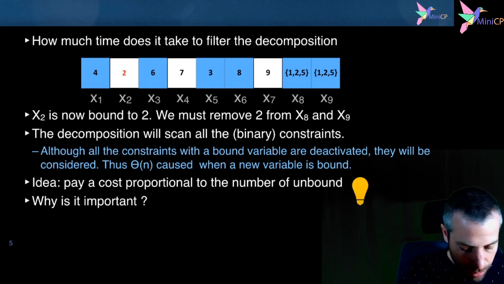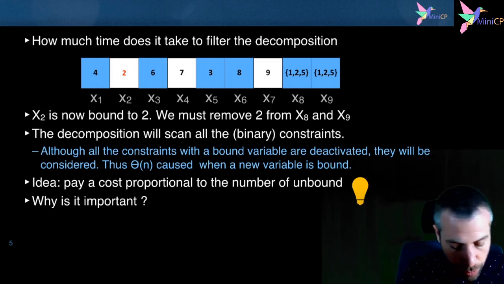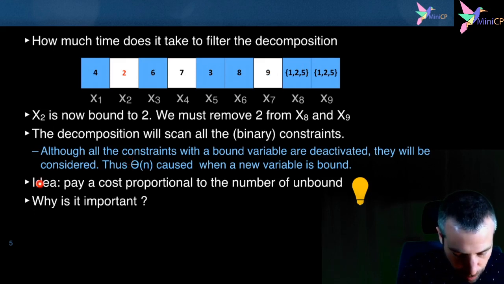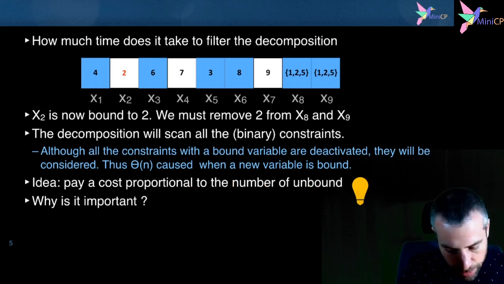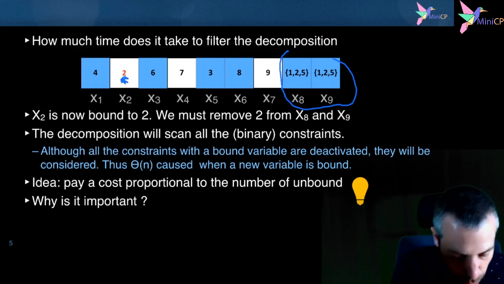To filter a new event such as one variable becomes bound, for the forward checking filtering, we would need to scan all the other variables. So it means that we would take theta of n just because one single variable is bound. Okay, so we will pay a cost that is proportional to n. The idea is that, instead of having to pay a cost of n, we would like to pay a cost that is proportional to the number of unbound variables. So ideally, we would like to only pay a cost that is proportional to the fact that there are only 2 variables, the variables that are not yet bound when x2 becomes bound. Okay? So this is what we would like to have.